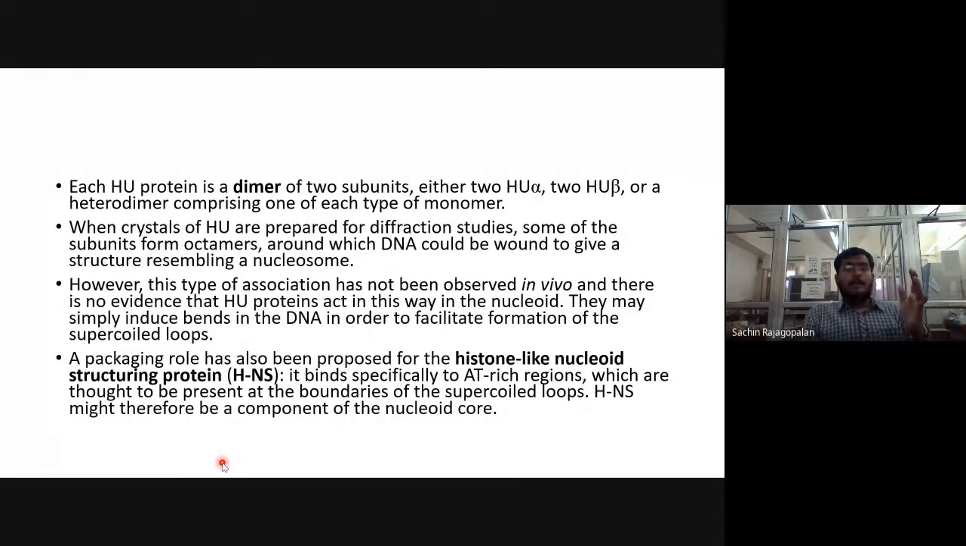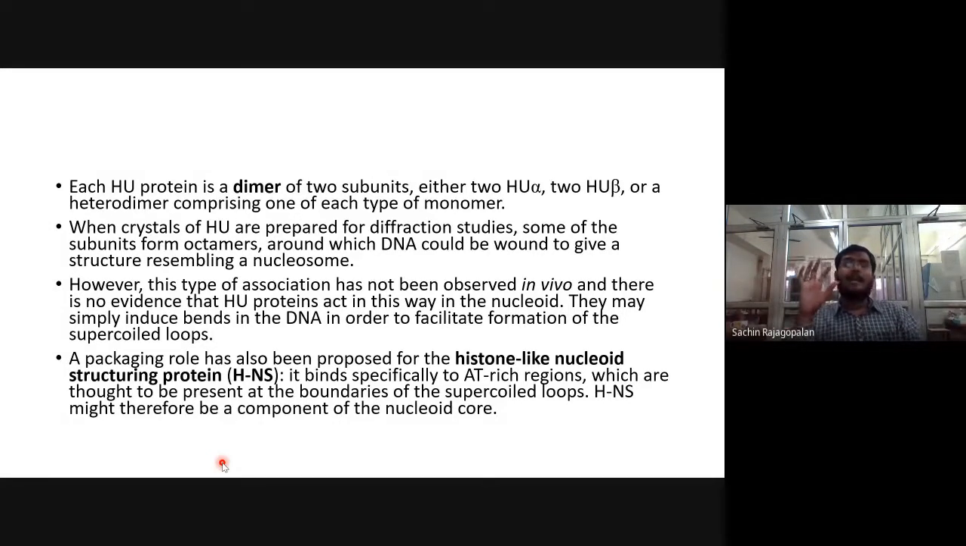Okay. Now, as I said, we don't have histone proteins. We have histone-like nucleoid structuring protein, which is abbreviated as HNS. Now, this protein, which has a role in organization of the nucleoid, in organization of the prokaryotic genome, has specific binding sites. The specific binding site is the AT-rich region, where you have a lot of adenine thymine repeating regions. That is the site where these can go and bind.